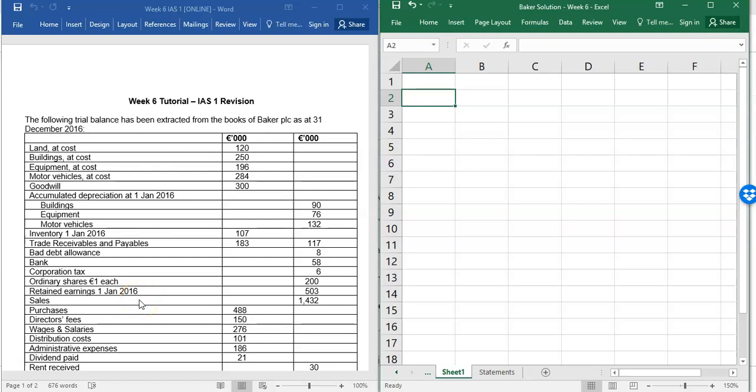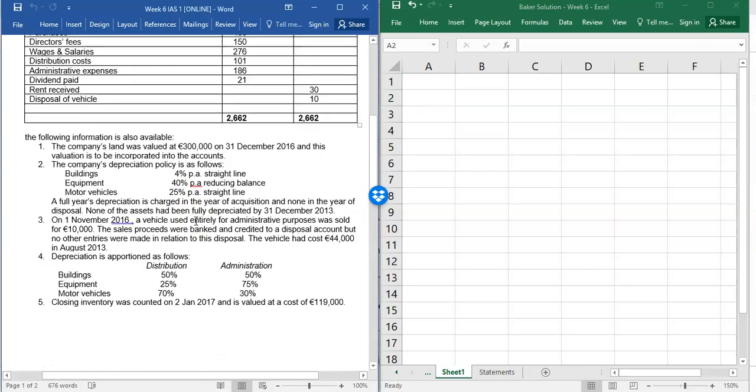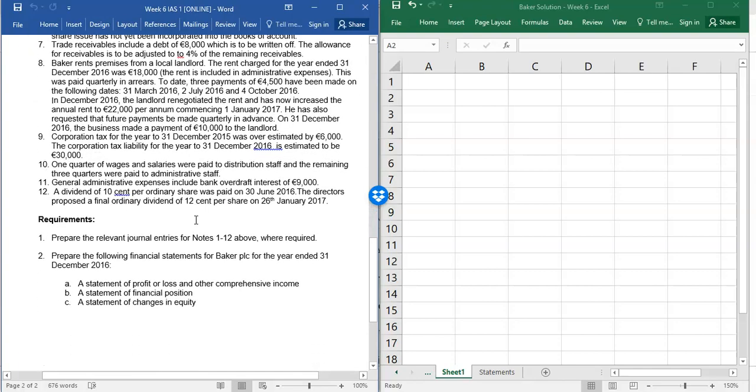In this recording we're going to look at an IAS 1 revision question, Baker Plc. So again, make sure you read the requirement initially because you're going to have these questions in your exam, so it's important to practice your exam technique. First thing, always read the requirements. You have to prepare the relevant journal entries for notes 1 to 12 where required.